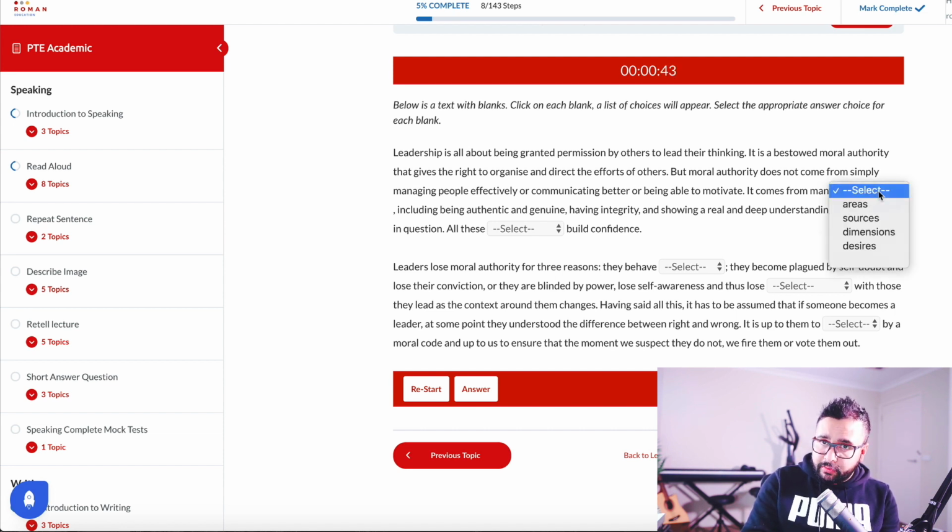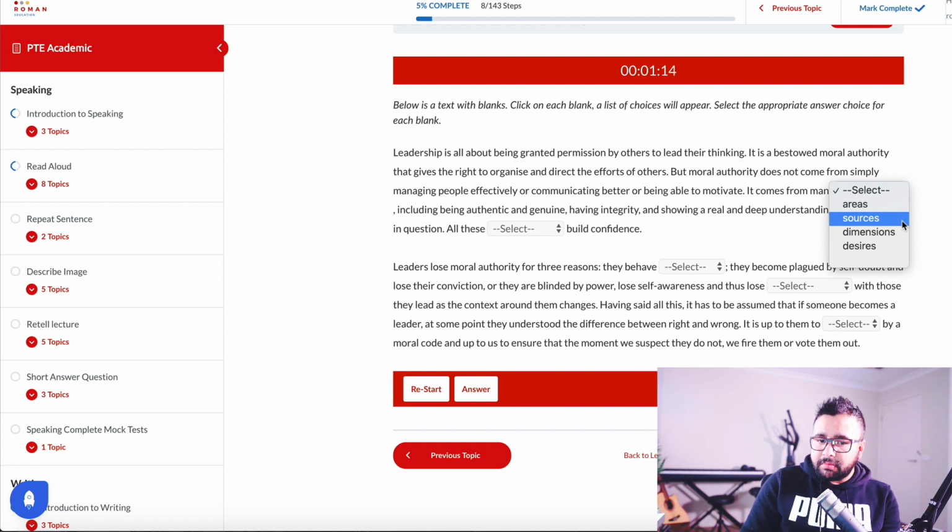Now, if I look at the list here, it says areas, sources, dimensions, and desires. Now, how can I make a choice here? All these words almost mean the same thing. It means a particular reason, a particular area. So when I look at the words like including being authentic and genuine, having integrity, and showing a real deep understanding, or in the previous sentence, managing people effectively or communicating better, I can see these are different sources, not dimensions, not desires or areas.